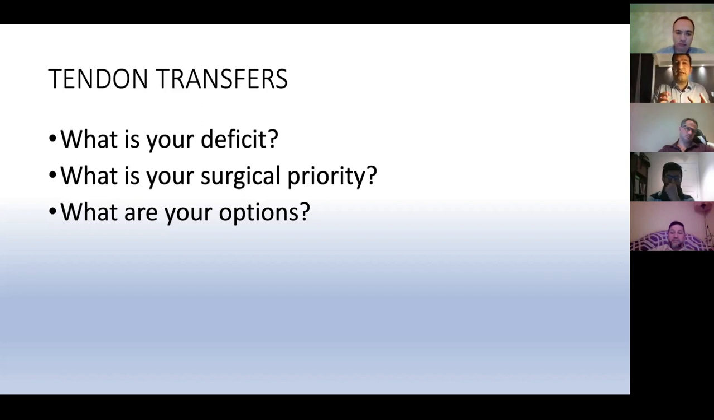Now, the problem with the high median nerve palsy is that your surgical priority is still opposition, but you've also lost thumb flexion because you've lost FPL, and you've lost FPB. You've also lost finger flexion to these two because you've lost FDS and FDP with a high median nerve injury. So this time your surgical priority is restoring thumb flexion, finger flexion to these two, and opposition.